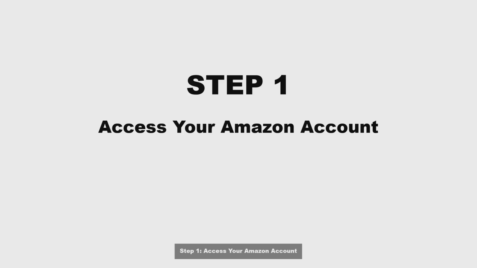Step 1. Access your Amazon account. Log into your Amazon account using a web browser. Navigate to the Account and List section and select your content and devices to manage your Kindle settings.